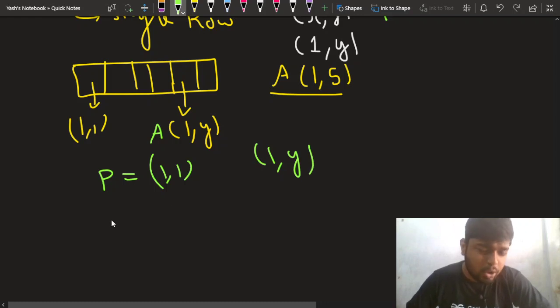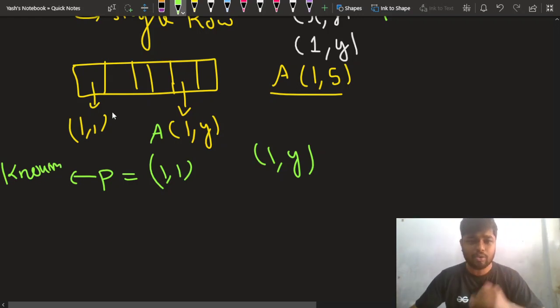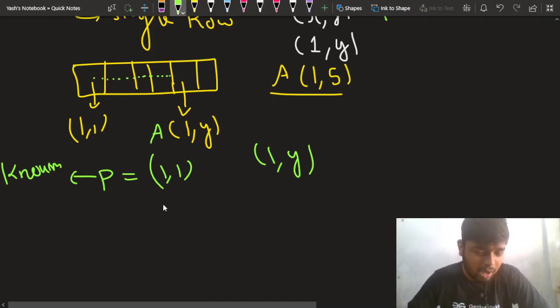What will p be equal to? So you know p, p is known to you. Why is it known to you? Because since this is a single row, you can easily count the distance from 1 comma 1 to this cell. After that, how can you determine this y?